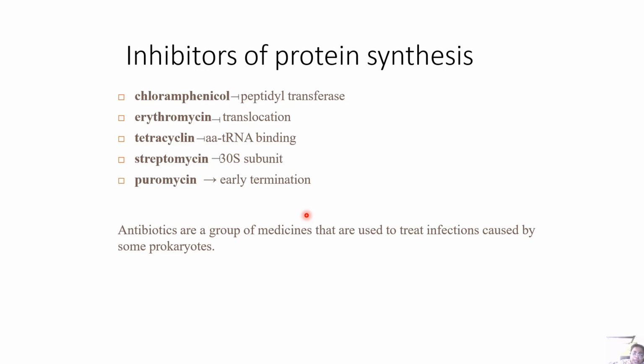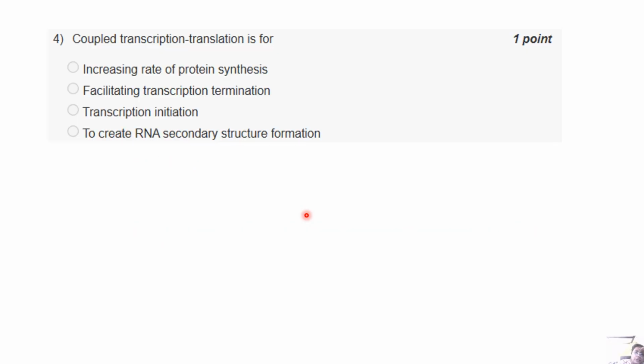Okay. So, antibiotics are a group of medicines that are used to treat infections caused by some prokaryotes. So, coming back to the question that we started with, coupled transcription translation is for increasing the rate of protein synthesis. Okay, that will be the correct answer.